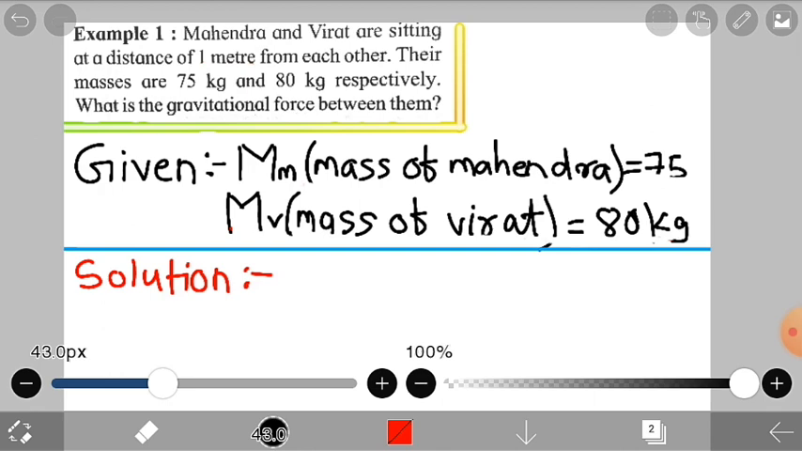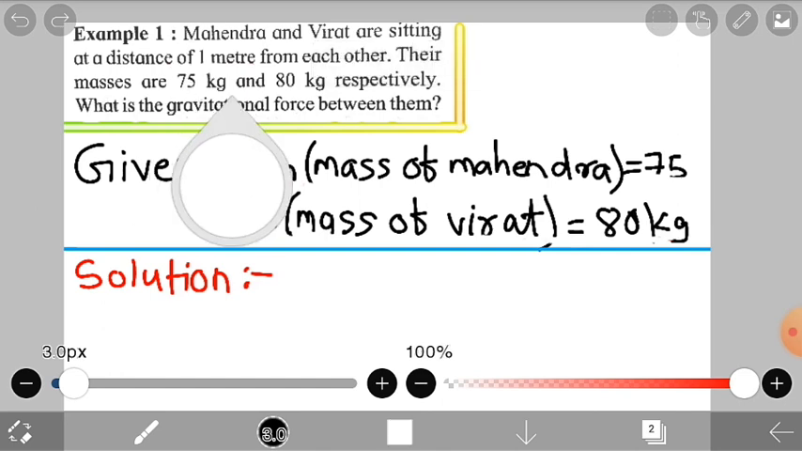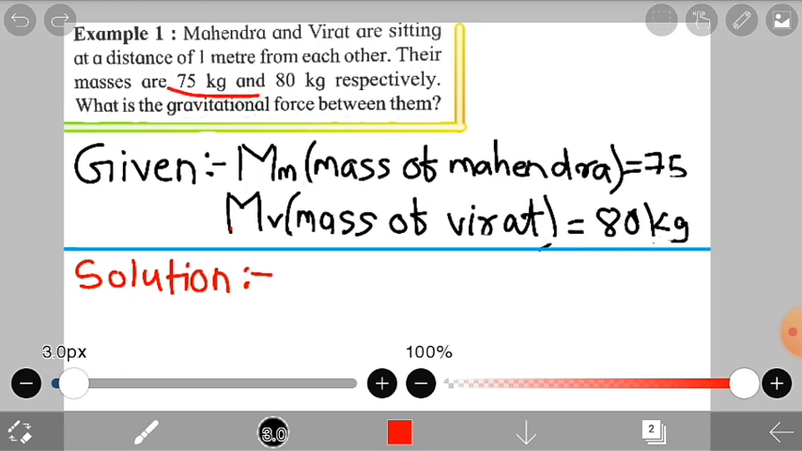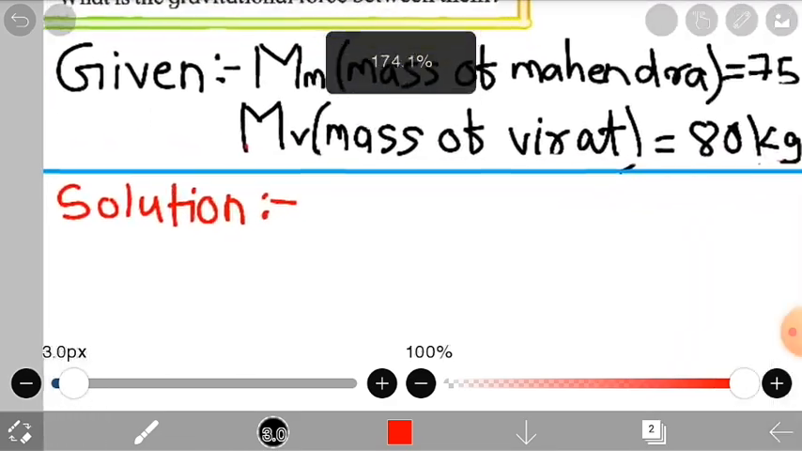So we have to find the gravitational force between them, and the given things are their masses, that is 75 kgs and 80 kgs. Okay, and the distance is given, that is 1 meter. So it is sufficient to find out the gravitational force between them.